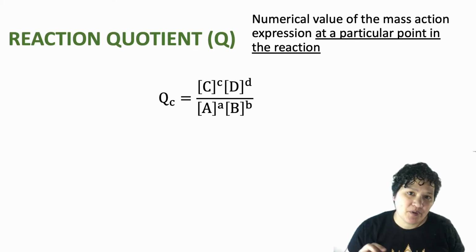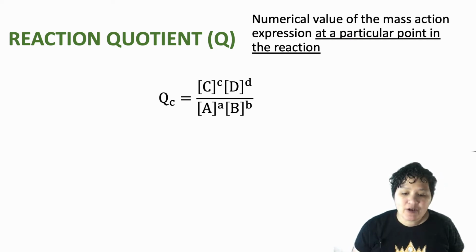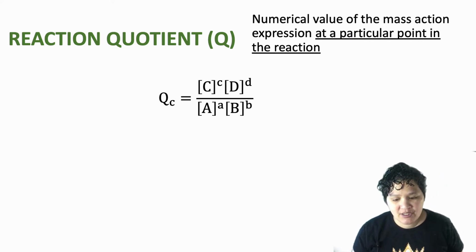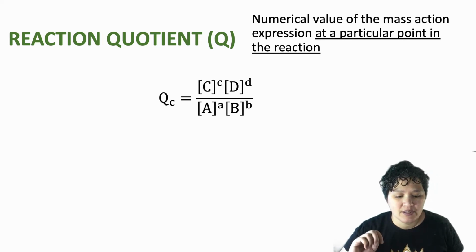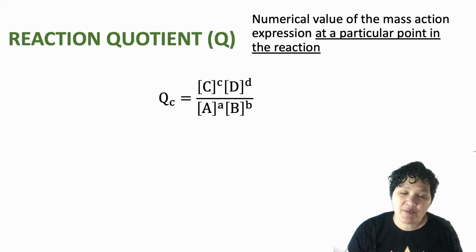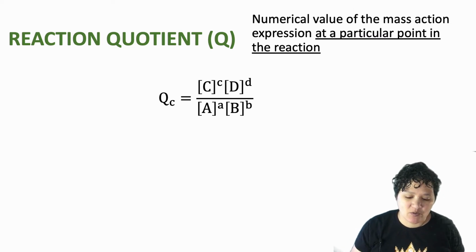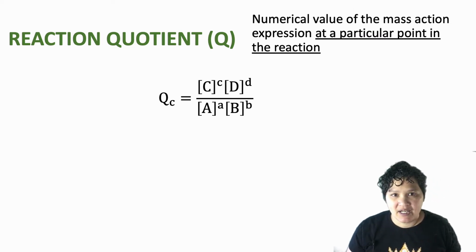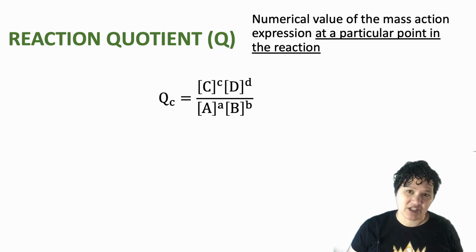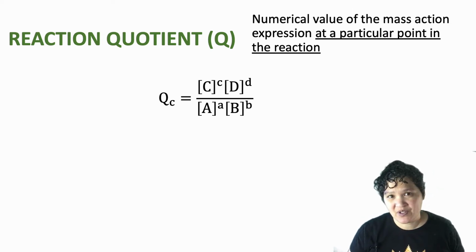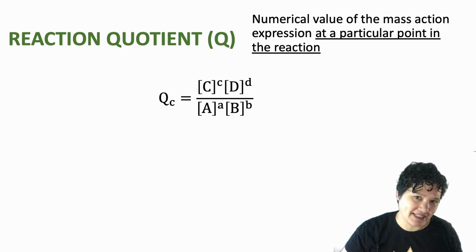Now, at any given point in the reaction, the numerical value of your mass action expression is going to be equal to what we call the reaction quotient. We represent the value of the reaction quotient with Q. Here I have a subscript C, QC, which tells us that we're using concentrations to calculate our reaction quotient. We don't always use concentrations, and we'll talk about that at the end of this video.